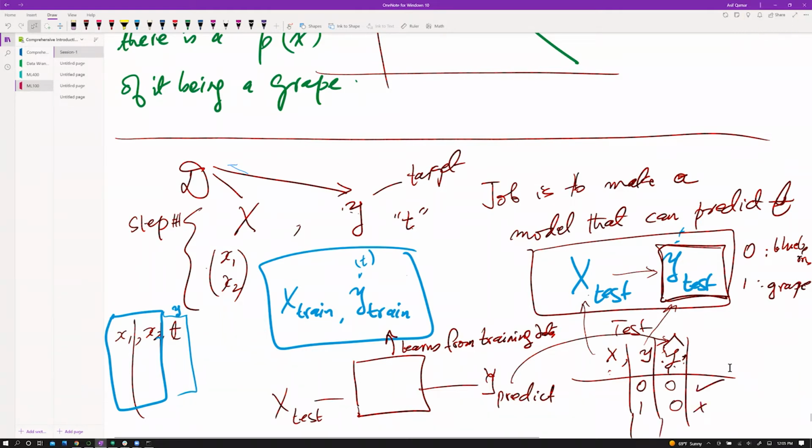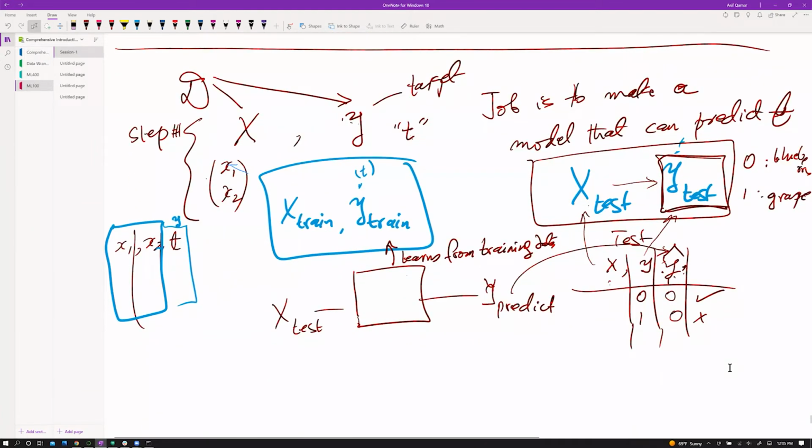Oh, so the third column, that T, is the column which says, okay, now I understand. So T is the ground truth. So 1 and 0 is the same as blueberry and grape. Yeah, you predict it and then you compare it with the actual T that was in the column, and then see how close you are.